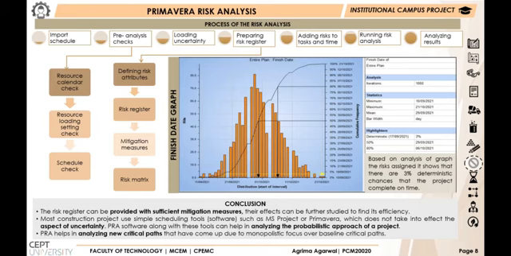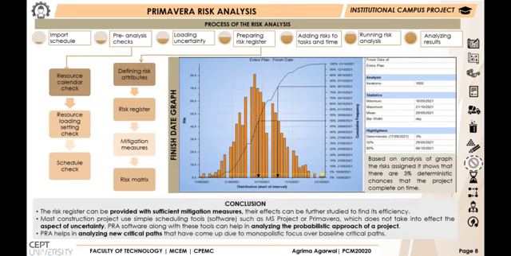In Primavera risk analysis, the risk register is prepared. It analyzes the probabilistic approach of a project, and it also helps in analyzing the new critical paths and provides sufficient mitigation measures to be taken into effect. The process of the risk analysis is import schedule, pre-analysis check, loading uncertainty, preparing the risk register, adding tasks to task and time, running risk analysis, and the last is analyzing results.